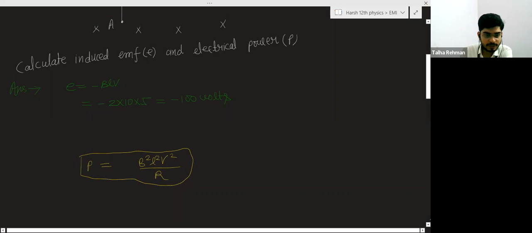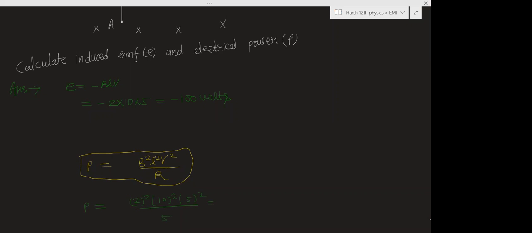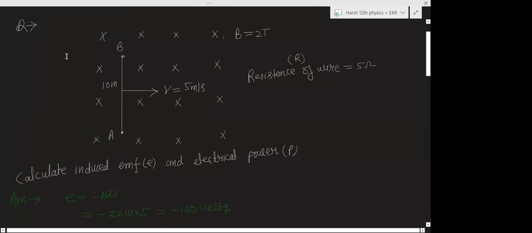So mechanical power is equal to B square means 2 square, L square means 10 square, V square means 5 square divided by resistance, which is 5 ohm. Finally, when you calculate this, you will get 2000 watt. Okay, this is a very simple question. Note down.